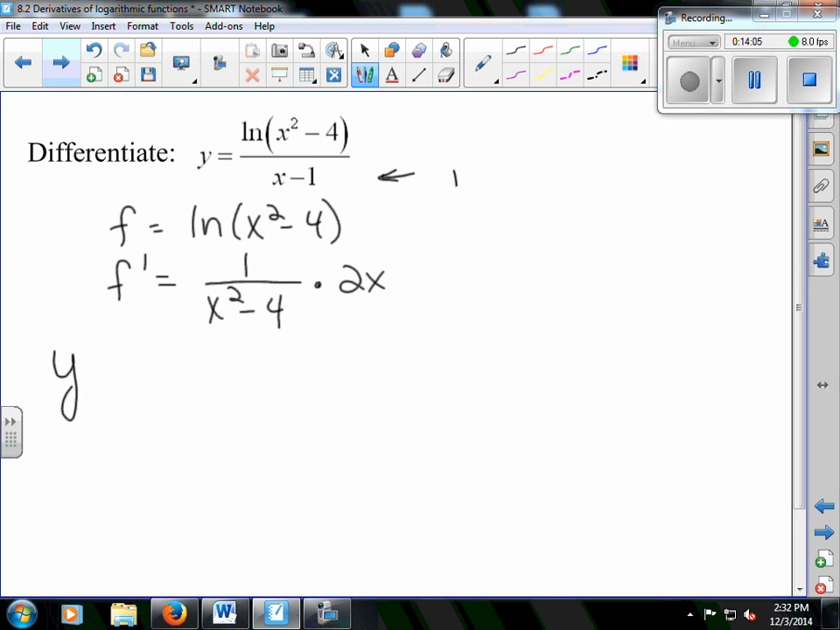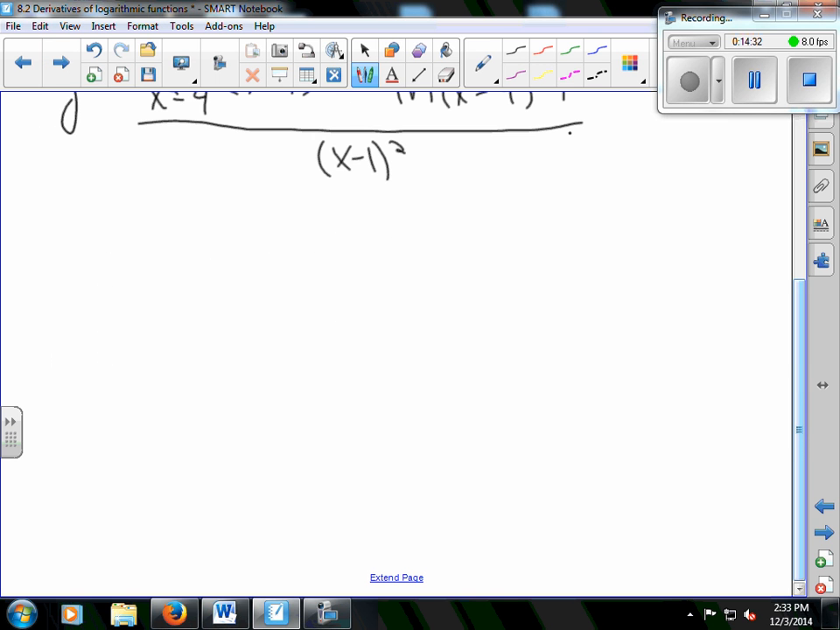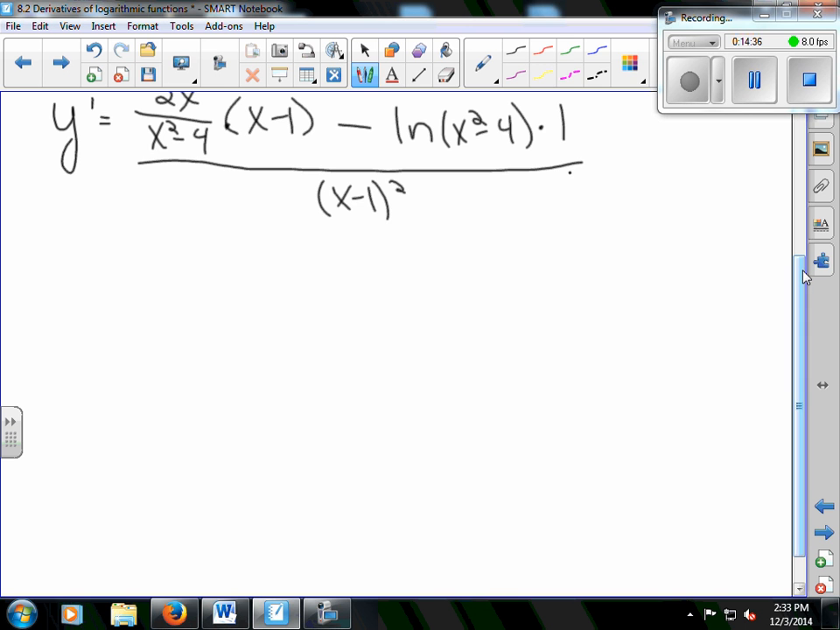And so for my derivative, using the quotient rule, the derivative of the top times the bottom minus the top times the derivative of the bottom, 1, divided by the bottom squared. This must be an example because I'm going to show you how to get the answer in the back of the book now. Okay.